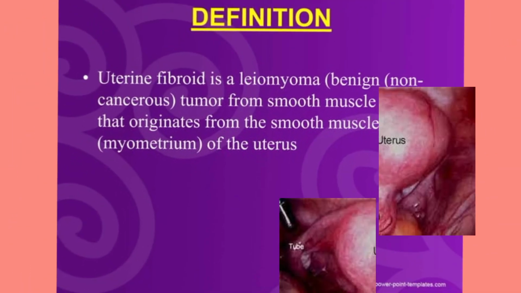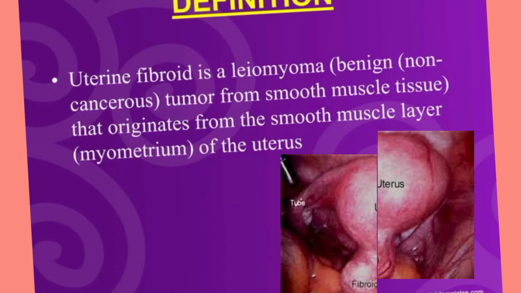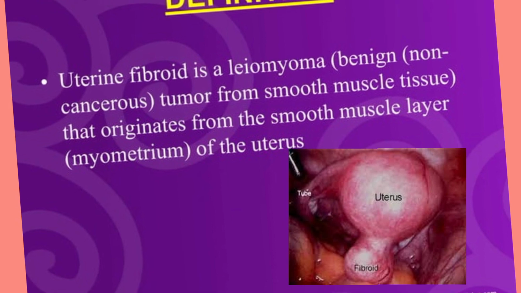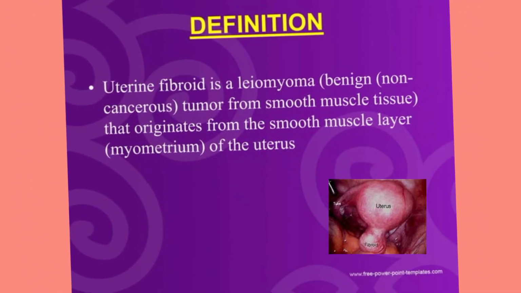What is a uterine fibroid? A uterine fibroid is a leiomyoma, a benign, non-cancerous tumor of smooth muscle tissue that originates from the smooth muscle layer of the uterus called the myometrium.